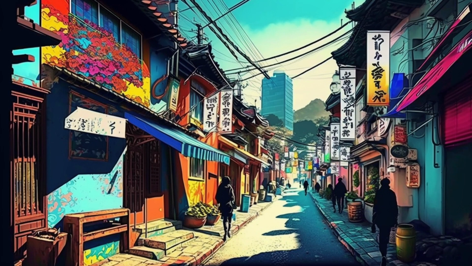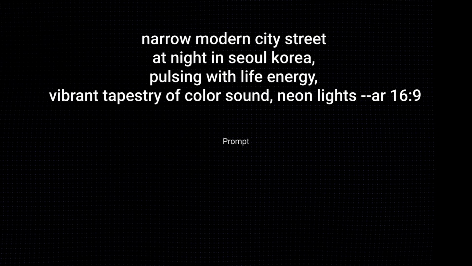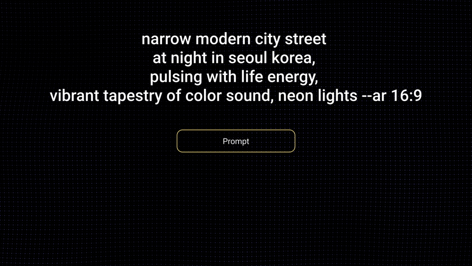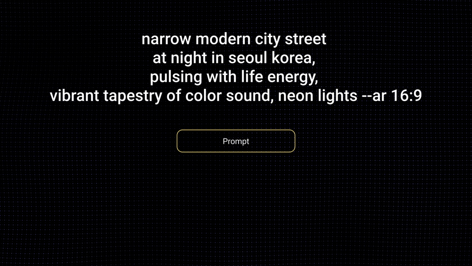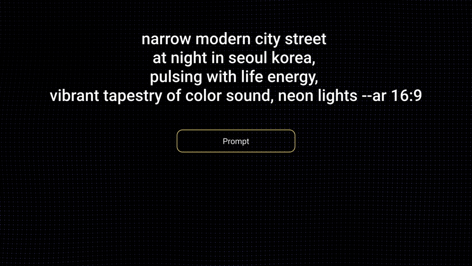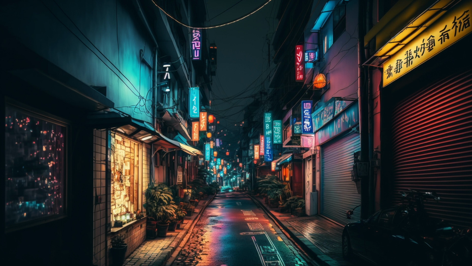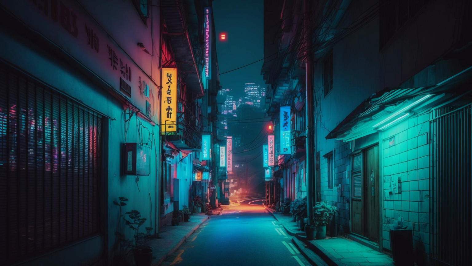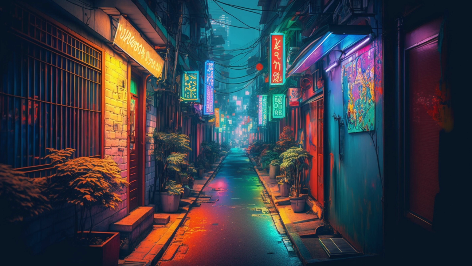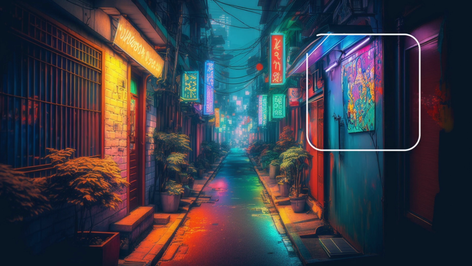We can get more colorful with adding neon lights and at night. The full prompt: narrow modern city street at night in Seoul, Korea, pulsing with life energy, vibrant tapestry of color, sound, neon lights. Here the environment is very different. Note the light reflecting on the road. I like how this image really brings us into the street. Note this odd pattern of colors and lines on the side of this building.